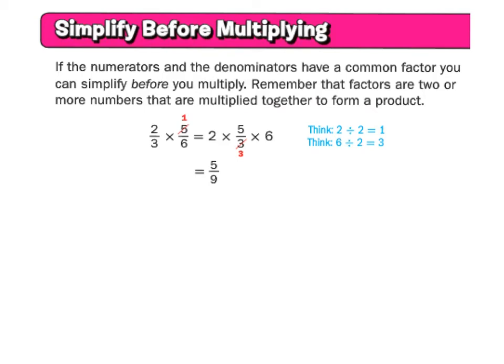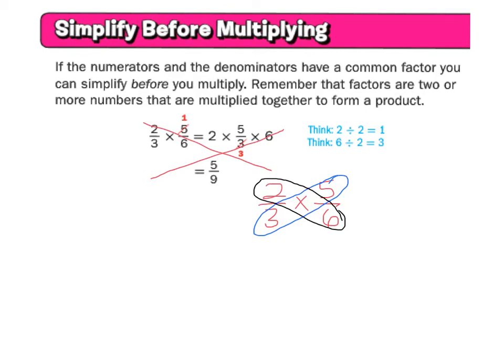Now I have to be honest, I don't like this model at all, so I'd like you to cross it out and do it my way. 2/3 times 5/6. You're going to focus your eyes on our cross products. 3 and 5, can we divide them by any factor other than 1? In this case, the answer is no. Now looking across this way, I see a 2 and a 6. They're both even, so I know I can divide them by 2. So I'm going to do that ahead of time. I'm going to divide by 2, divide by 2.